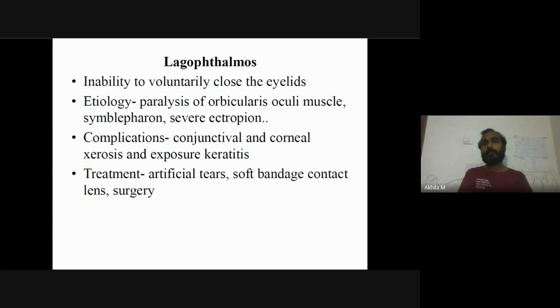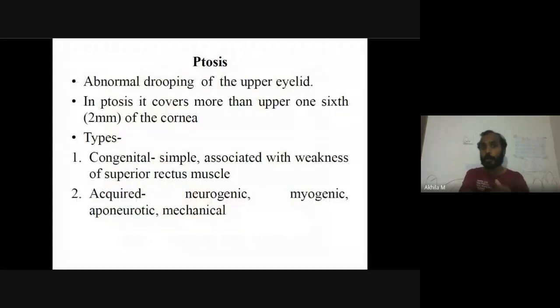So vatahata vartma can be correlated with lagophthalmos or otherwise ptosis. What is ptosis? Ptosis is an abnormal drooping of the upper eyelid. Normally, the upper eyelid covers the upper 1/6 of the cornea. If the upper eyelid covers more than 2 mm of the upper part of the cornea, then the condition is called ptosis.